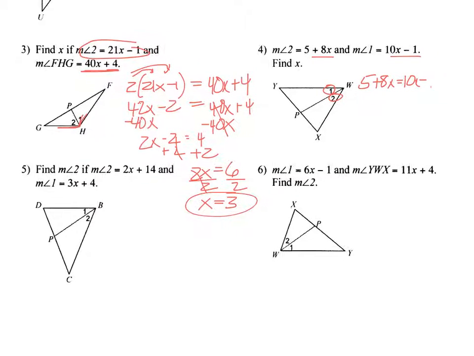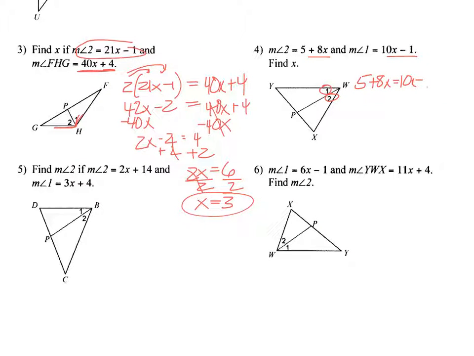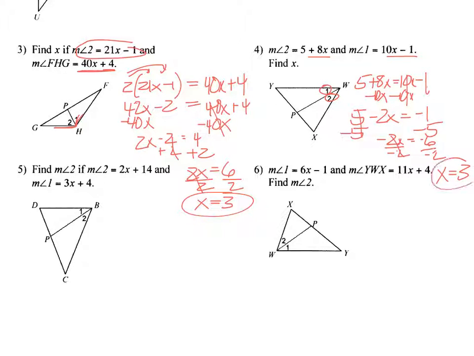Minus 1. Get my variables on the same side, so I'm going to subtract 10x, subtract 10x. So that's 5 minus 2x equals negative 1. Subtract 5, since that's a positive. So negative 2x equals negative 6. Divide by negative 2. So if I do that, I get x is 3. All right, the last couple here.